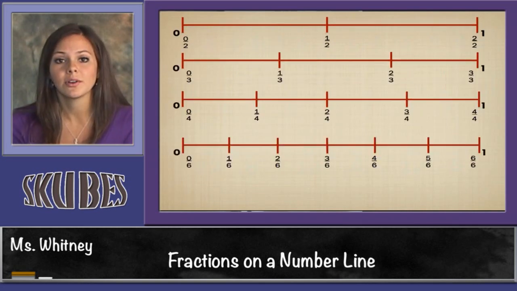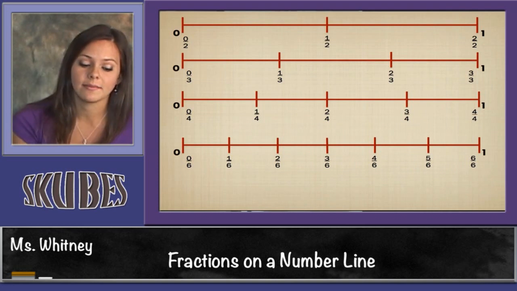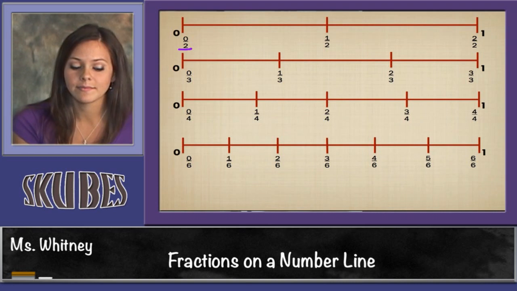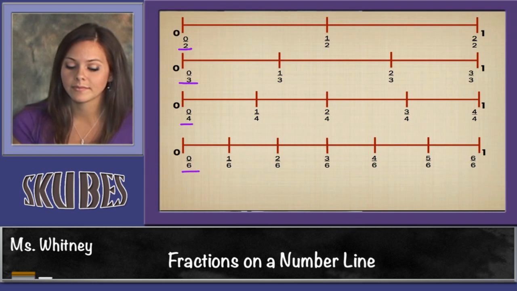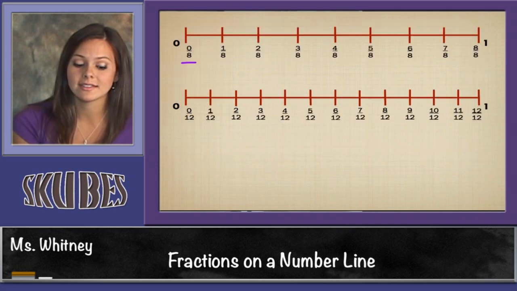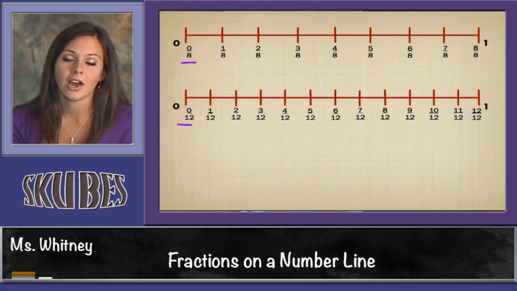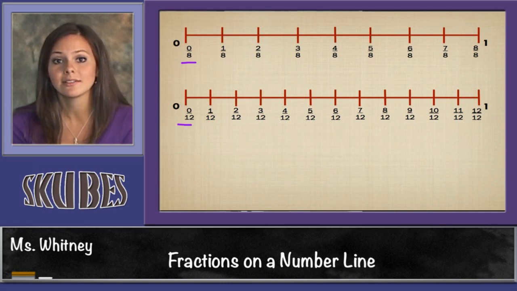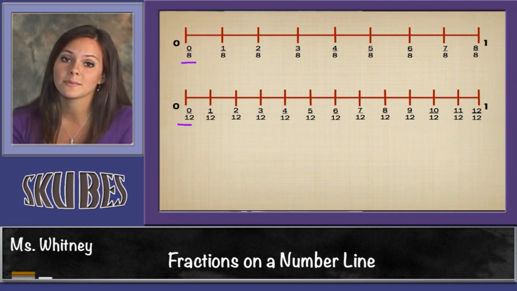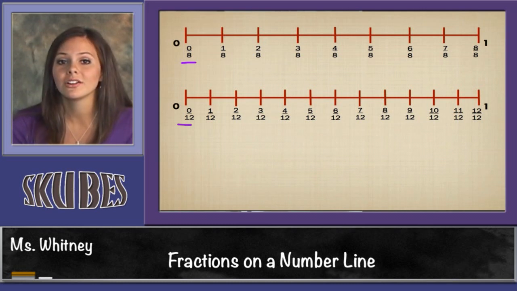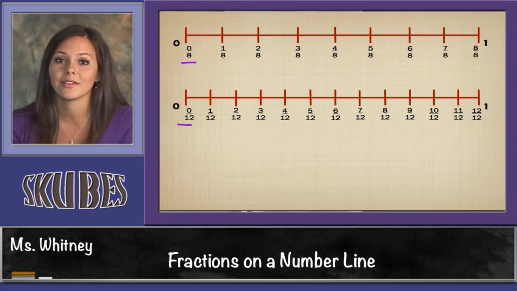Take a look at the different ways our number line was divided. We have it divided into halves, thirds, fourths, sixths, eighths, and twelfths. Our number line can be divided many different ways. This really helps us see which fractions are equivalent to each other. And that concludes our lesson on equivalent fractions.